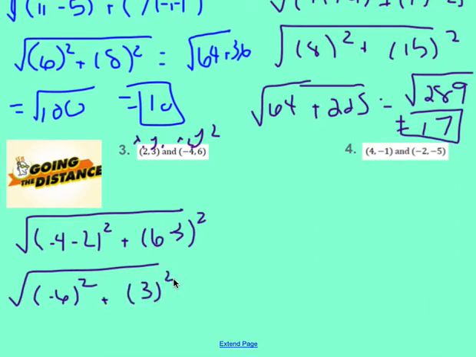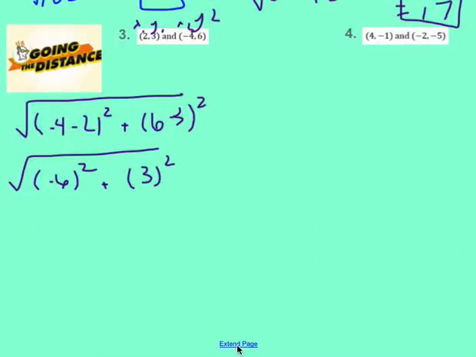Now we need to figure this out. First of all, remember that when you square a negative 6, it's going to become positive. You can make sure your calculator does that correctly by putting it in parentheses. So we get 36 plus 3 squared, which is 9. So then I end up getting the square root.